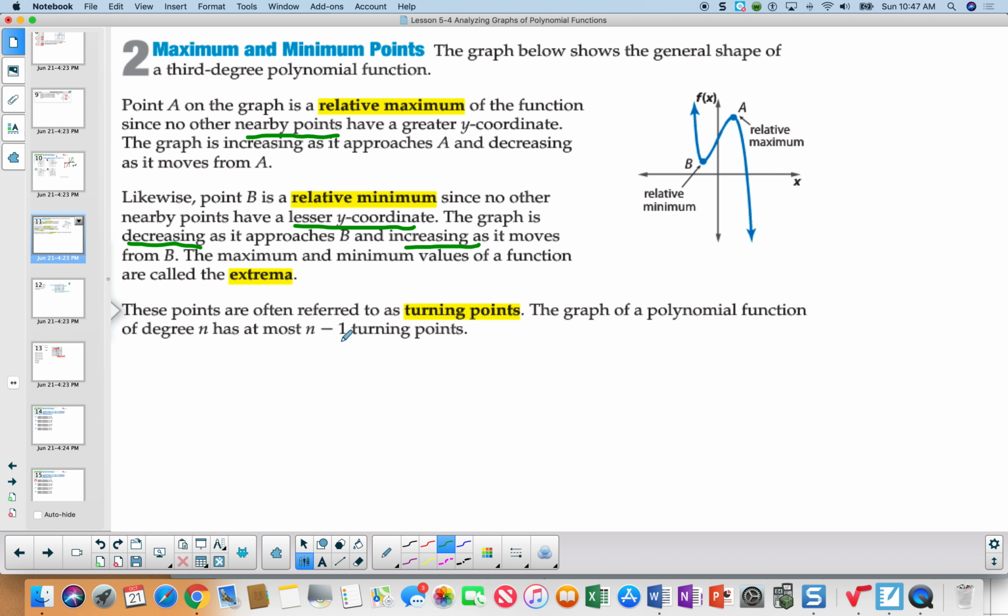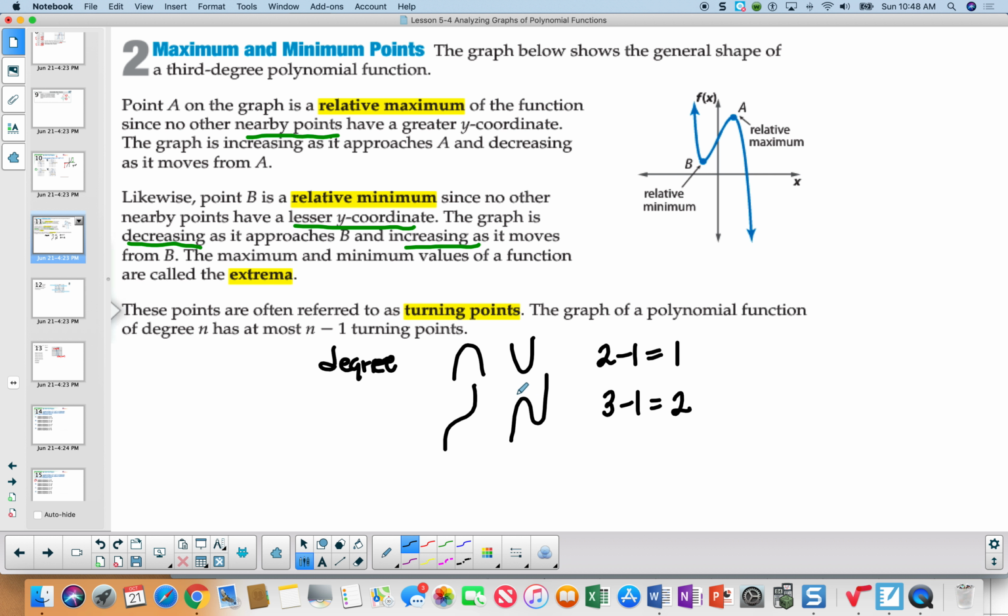If the polynomial has a degree n, it has at most n minus 1 turning points. What this is saying is if you have a degree of 2, and we know that degree of 2 either looks like this or looks like that, it's going to have 2 minus 1, which is at most 1 turning point. If it has a degree of 3, it might look like this, so this would be 3 minus 1. At most it'll have 2 turning points, and right here we have that. And so we can go on like that.